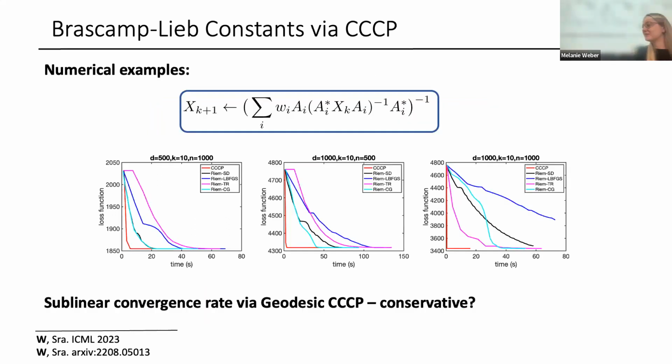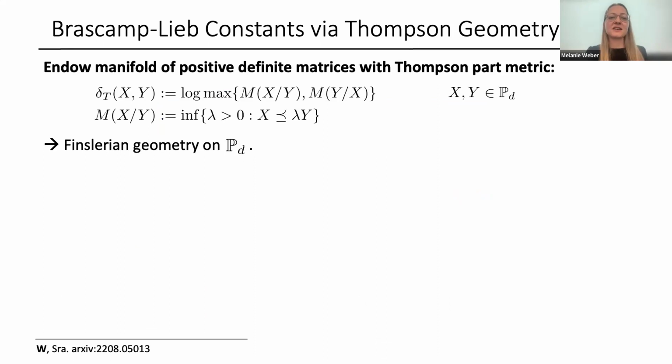So implementing that, we get an algorithm that seems to be very fast. The sublinear convergence guarantees that we get from the CCCP analysis are really an upper bound here that is not sharp. And we were wondering whether we can make this more precise. It turns out, in order to give an analysis of the problem which aligns more with the numerical results, we actually have to go beyond Riemannian geometry and put a different metric on the positive definite matrices.